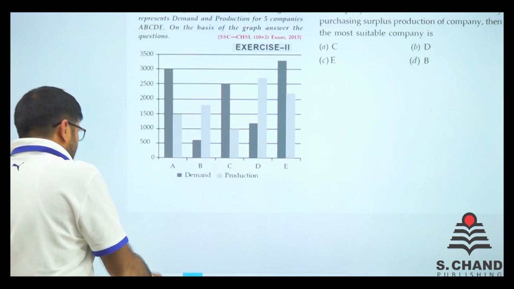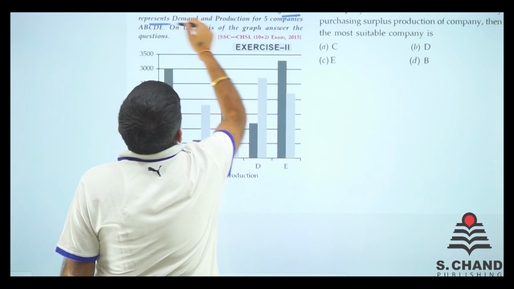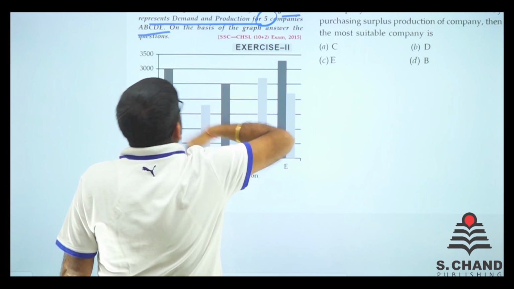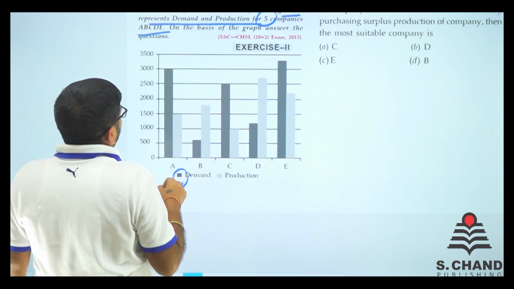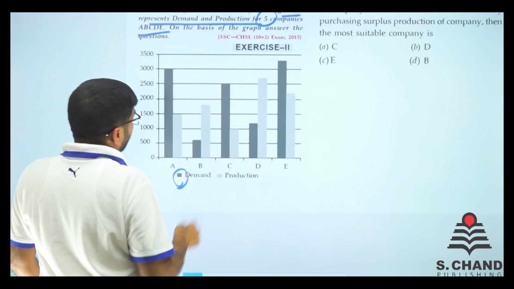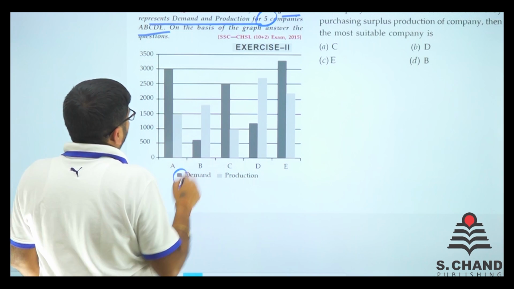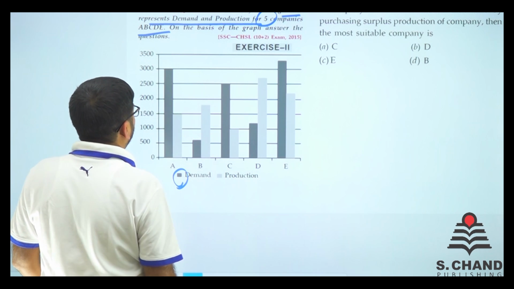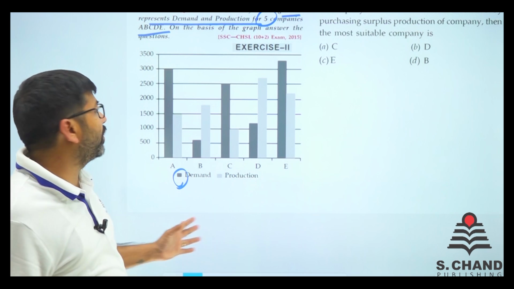So let's see what it says. It says the following chart is the demand and production chart for 5 companies A, B, C, D, E. So the darker one is demand. For A, the demand was 3,000 and only 1,500 was production. On the contrary, B had a demand of say 600 and it got say 1,800 or something, 1,750. So this is the way you need to understand the chart.